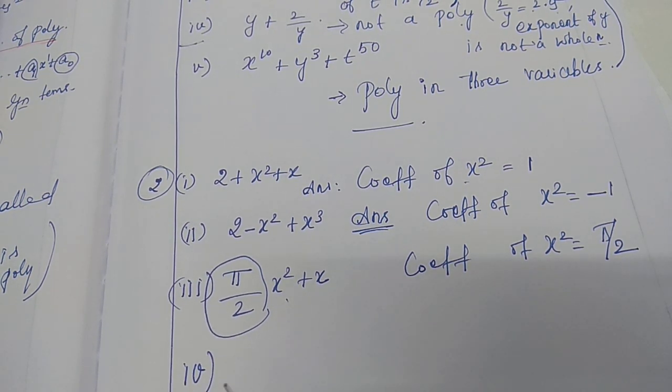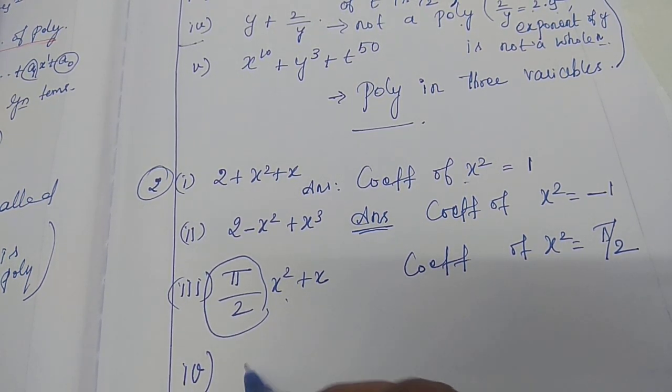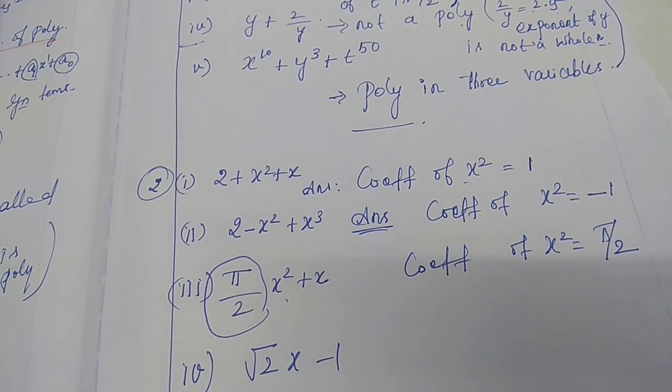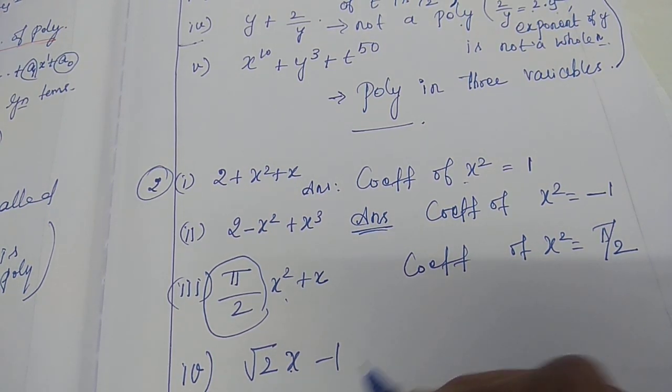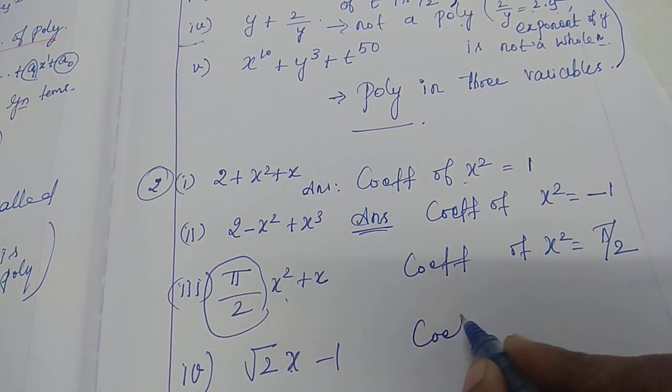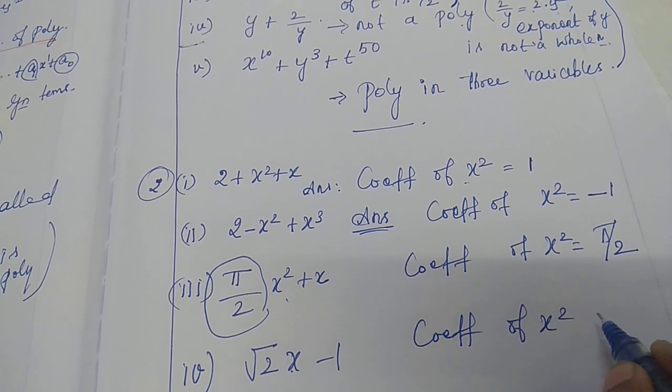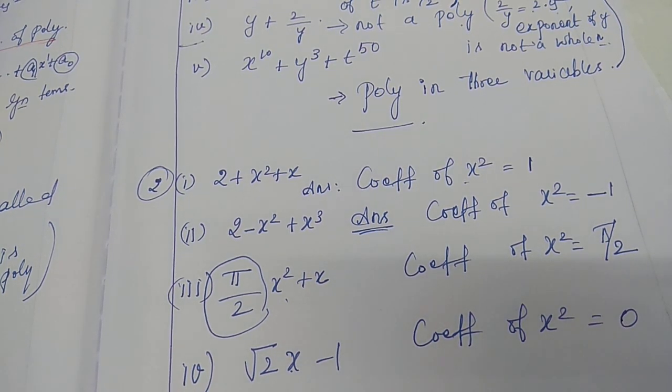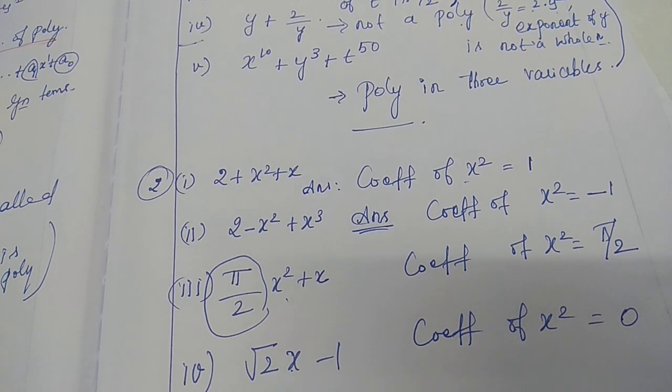And the division number 4, root 2x minus 1. Here there is no x square term. The terms are the x term and the constant term. The missing term is x square. Therefore, the coefficient of x square equals 0. Now question number 2 also over.